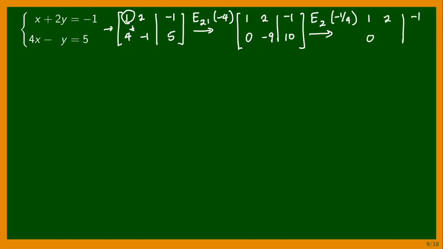Negative 1 over 9 times negative 9, that's 1. Then this will be negative 10 over 9. I hope my computations are correct. When I see fractions like 10 over 9, I get nervous as if I'm doing something wrong.